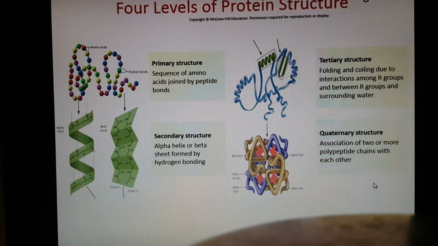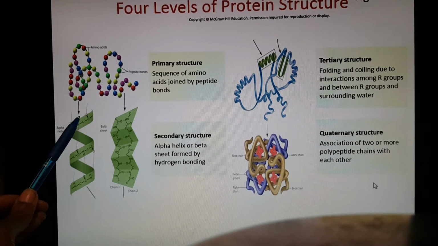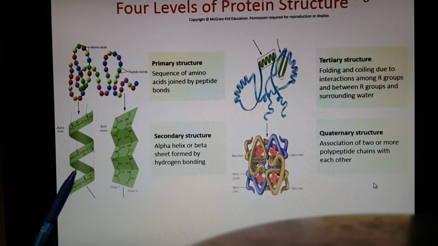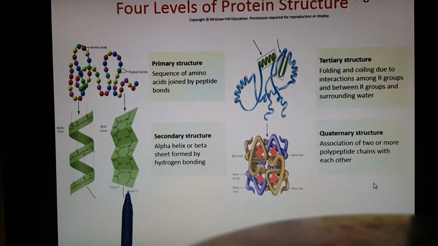So there are 4 levels of protein structure. You have your first level, which is your primary structure. So this is your one individual long chain of your amino acids. Then the next level is your secondary structure. So this one chain can either be spiraled into what's called an alpha helix or folded into what's called a beta sheet. So kind of like a zigzag pattern.